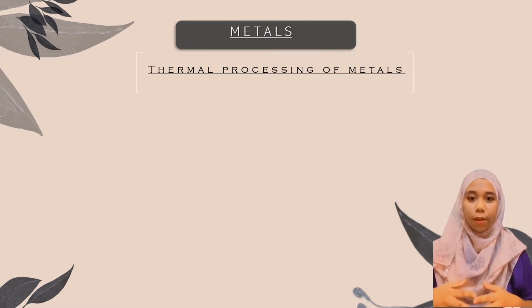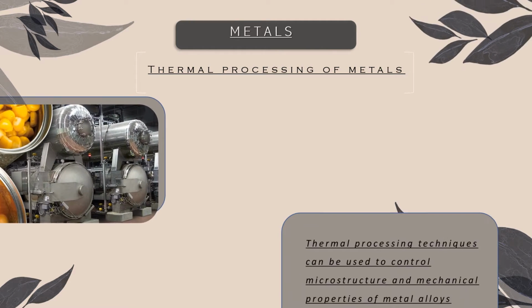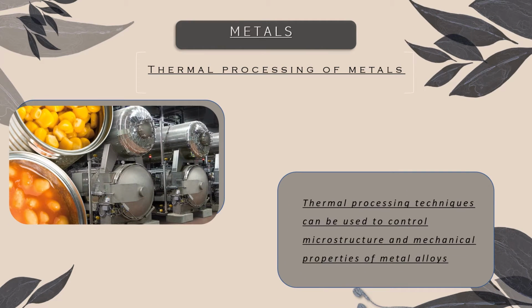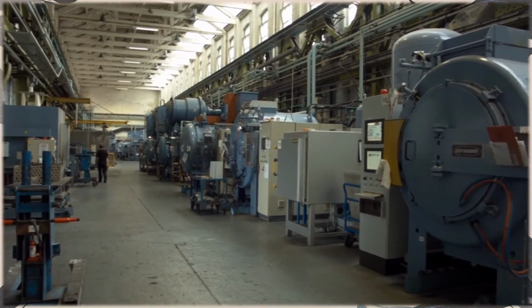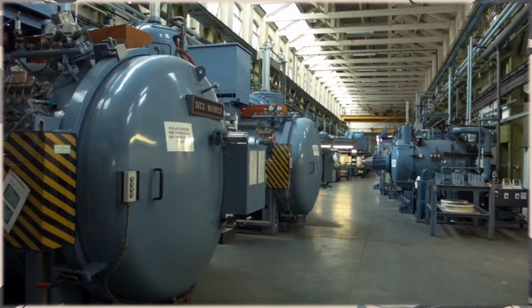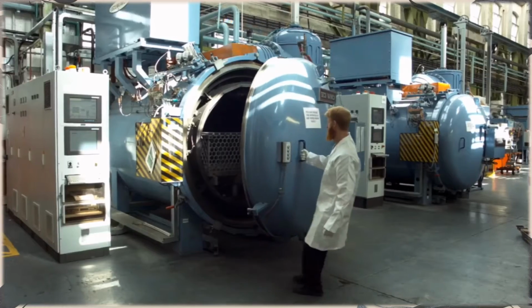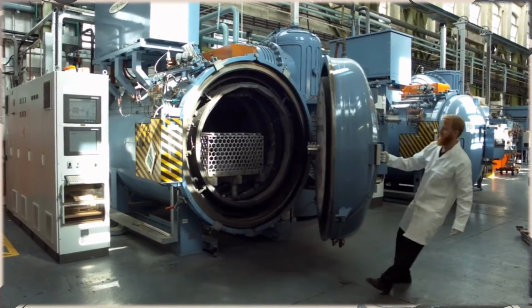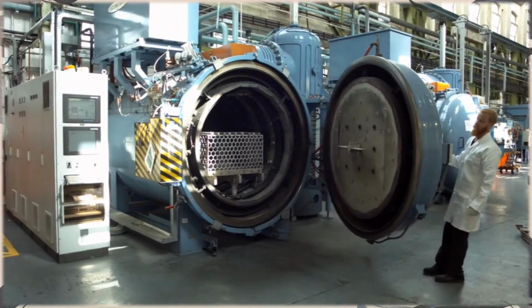Thermal processing of metals. Thermal processing techniques can be used to control the microstructure and mechanical properties of metal alloys. We have a substantial investment in the latest computer-controlled vacuum heat treatment furnaces that provide precise and repeatable heating and cooling cycles to achieve the best metallurgical results with minimal distortion.